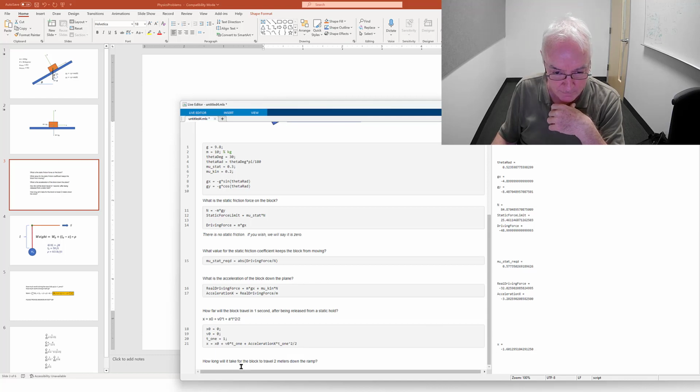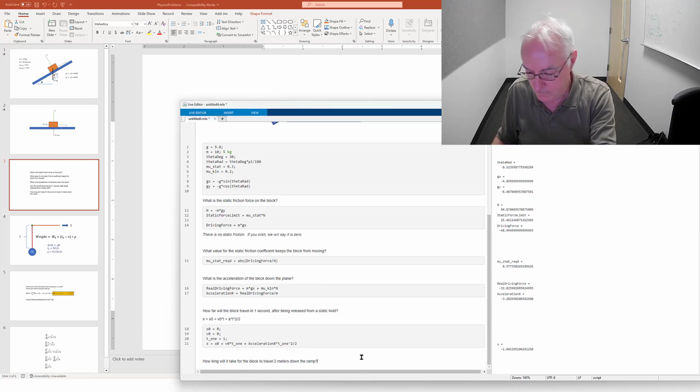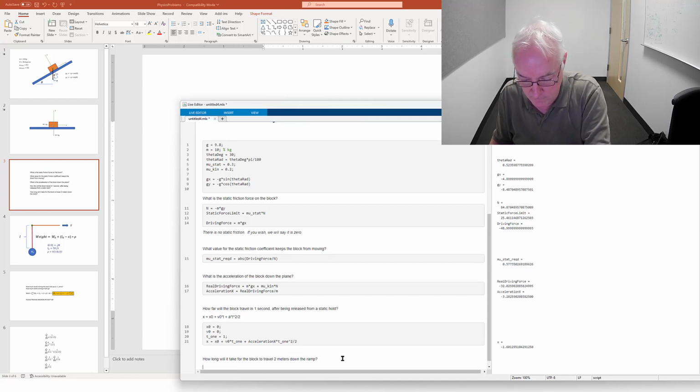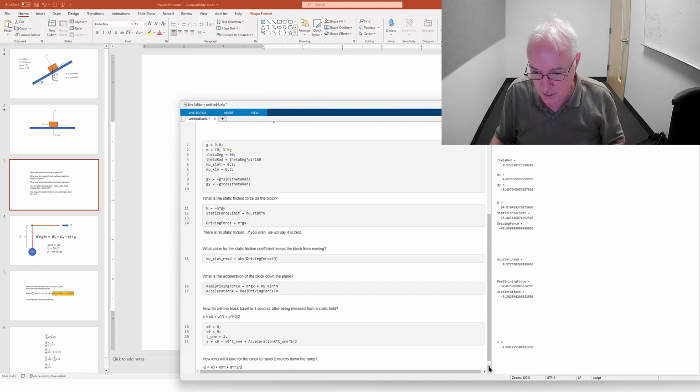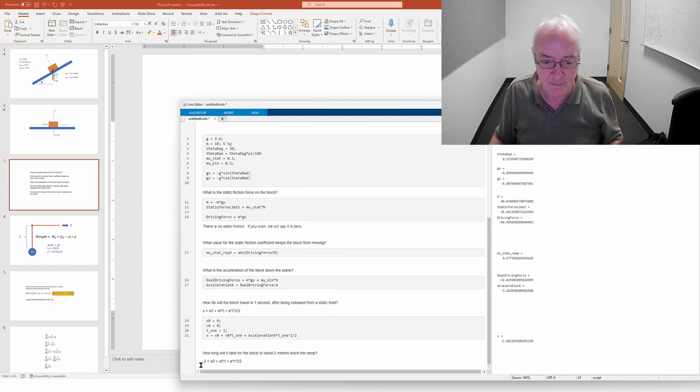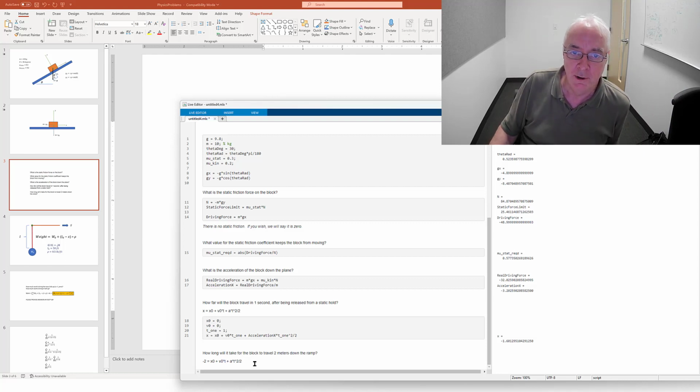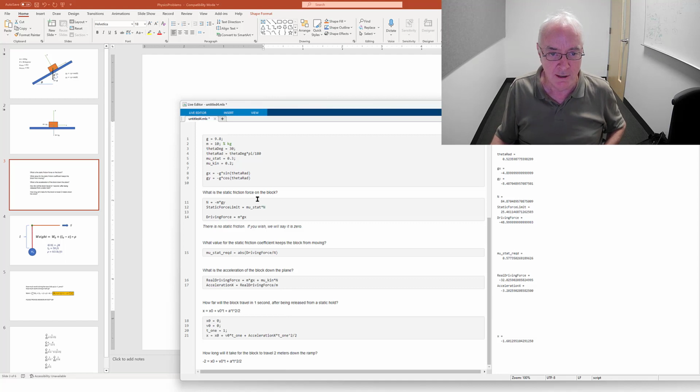Paste it in right there. Basically, we're going to get to the position of minus 2 meters down the ramp, and we're going to solve for the t that's required to do that. It might be pretty clear right off the bat, we've got t squared, so ultimately we're solving a quadratic, and we're going to use the quadratic equation.